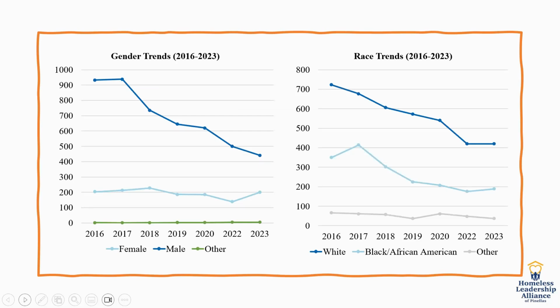Here are the trends broken down by gender and race. There has been the most steady downward trend in the dark blue, which is male. But interestingly enough, the light blue started to trend upward in 2023. We can speculate reasons possibly in the Q&A, but that is something of note. On the right, we see a steady downward trend for all of the races. Next slide.